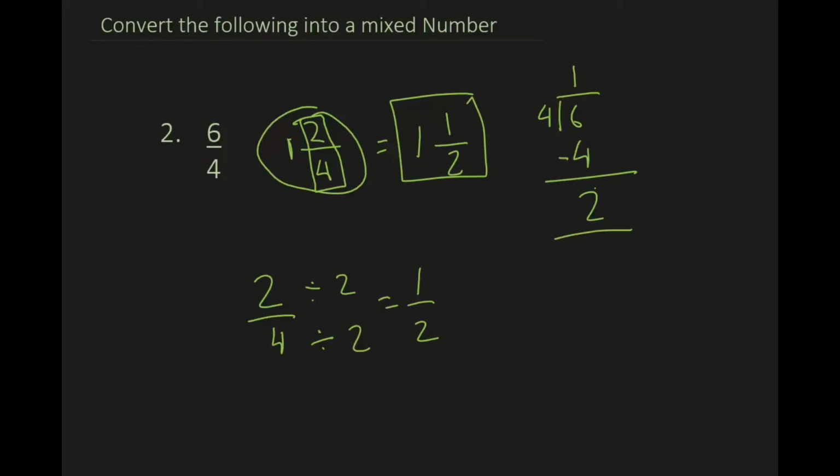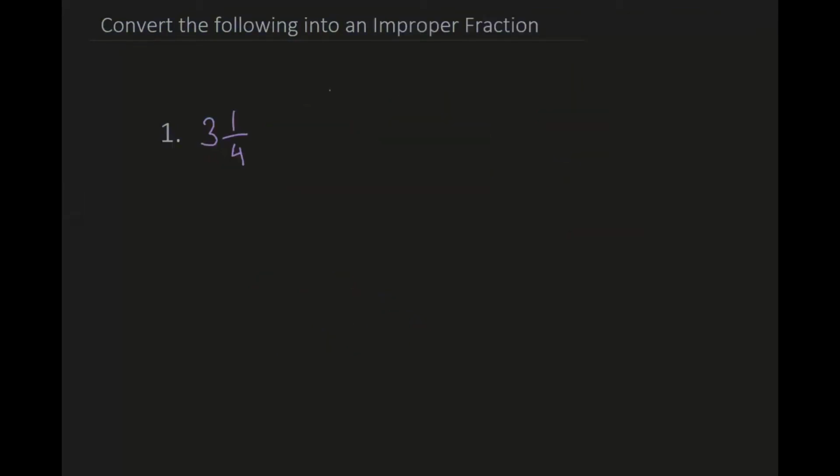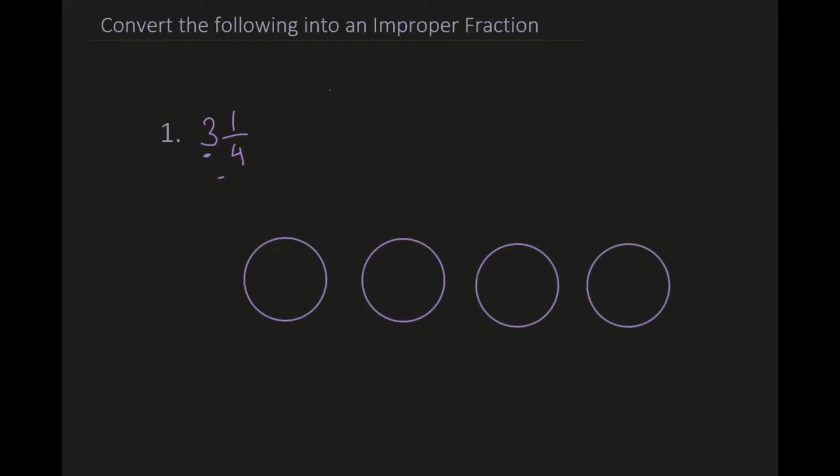Now, let's convert a mixed number into an improper fraction. So we have 3 1/4. What we're going to do is draw 4 circles. Why? Because our whole number is 3, and then we have another 1/4. So let's draw 4 circles. So now we have 4 circles.